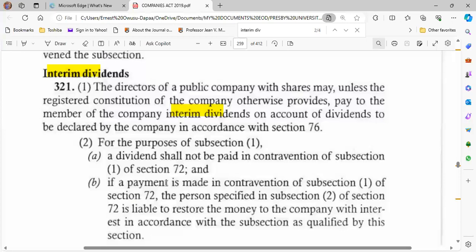Before dividends are formally declared, processes and procedures will have to be exhausted and all that. However, if the constitution of the company is not expressly forbidding payment of interim dividends, then the law, in terms of Section 321, is saying that a public company can go ahead and make interim dividend payment to shareholders before formal declaration of dividends.